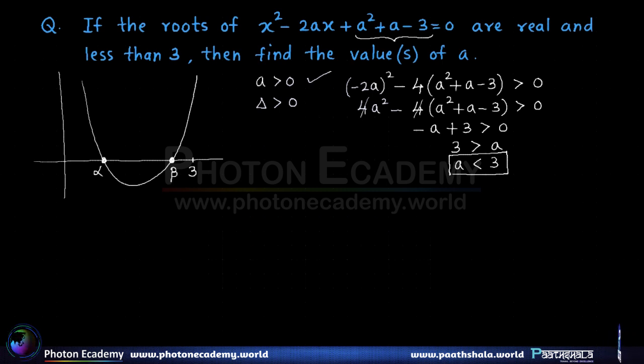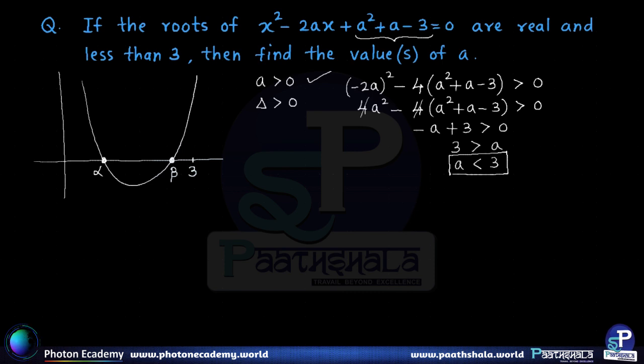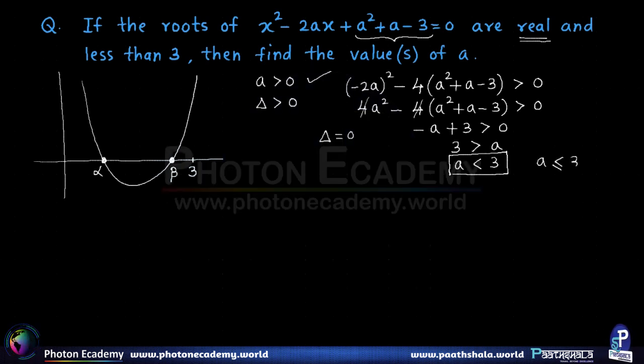Now just note that here they have not mentioned whether the roots are equal or unequal. They are just saying that the roots are real. So we may consider a case where the roots are equal, in which case we will have delta equal to 0. So that means this condition will get modified to a less than or equal to 3. So let's keep it here.